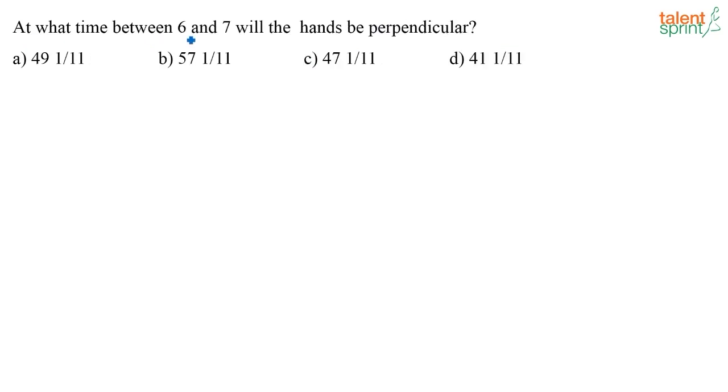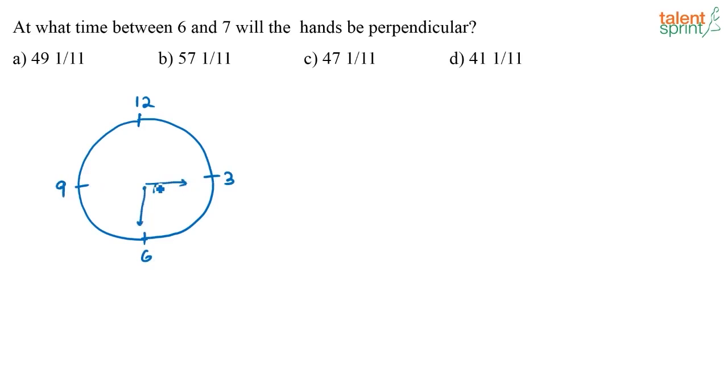Next one. At what time between 6 and 7 will the hands of the clock be perpendicular? So how do we solve this question? See, between 6 o'clock and 7 o'clock, there will be 2 times when the hands of the clock will be perpendicular to each other. If I take this as 12, 6, 3 and 9, somewhere around 6:15, the angle between the hands of the clock will be 90 degree. Not exactly 6:15, somewhere near 6:15, like 6:18 or something. So at this point, the angle between the hands of the clock will be 90 degree.